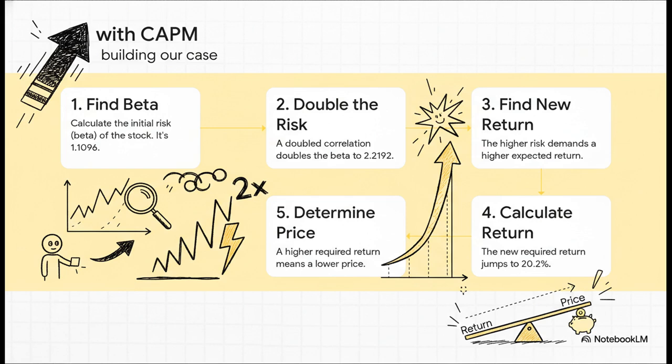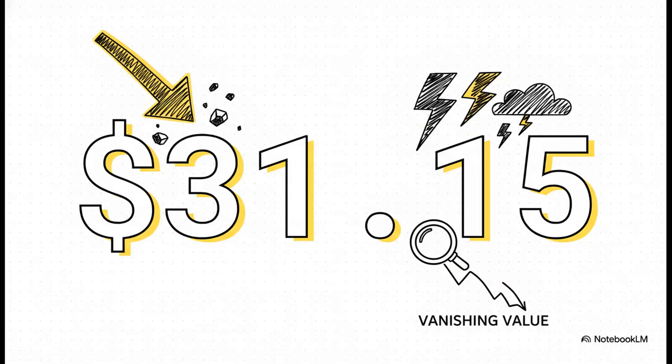And here's the golden rule, right? When the return investors require goes up, the price they're willing to pay has to go down. And boom, there's our answer. The price just tanks from $52 all the way down to $31.15. The case of the vanishing value is solved. And the culprit? It wasn't a bad earnings report. It was a sudden, dramatic increase in how risky the market thought it was.